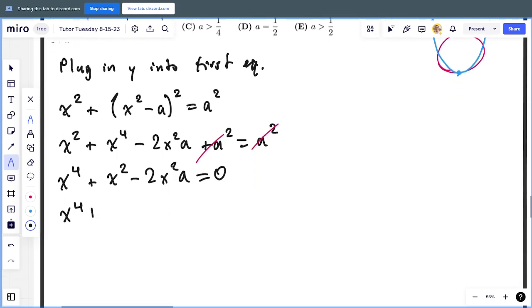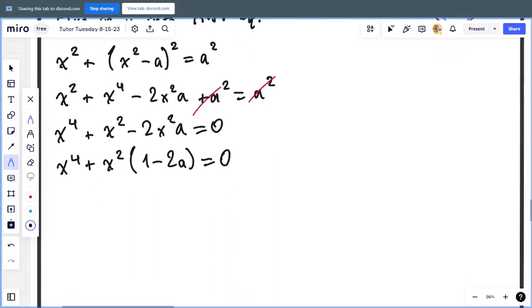And then I can factor out that common x squared to get 1 minus 2a. And I hope you guys are following so far, because the next step here would be to factor out x squared again. I guess I could have done that initially, but for me it's clearer to see here that I can factor out an x squared from both of these terms. And I'm just left with x squared times x squared plus 1 minus 2a equals 0.